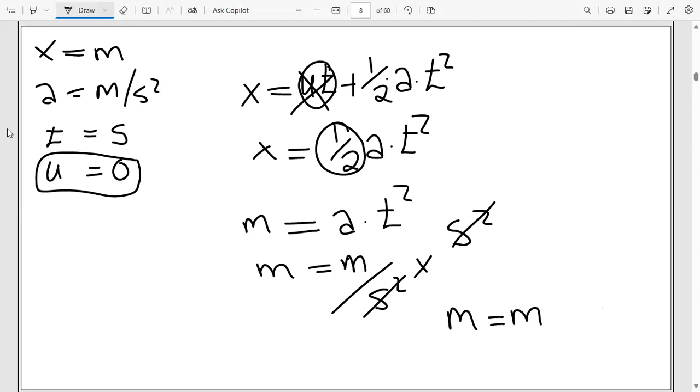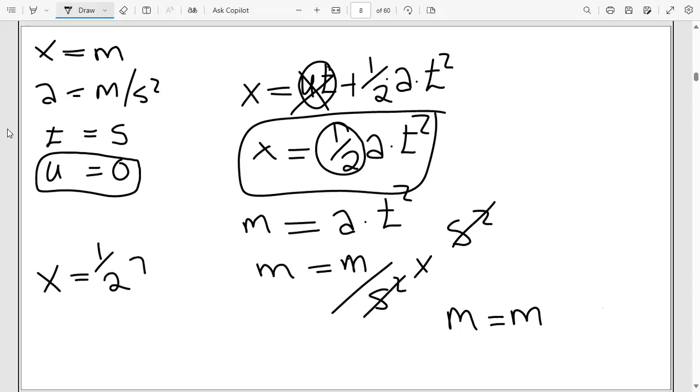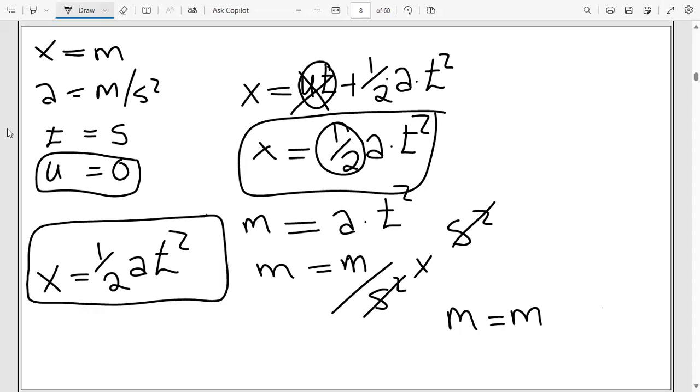Hence, we're going to conclude that the equation that relates x, a, and t is this guy that we had here. So we're going to say x is equal to half a t squared, as the equation which is giving us the relationship between displacement, acceleration, and time. And that is all on question 8.